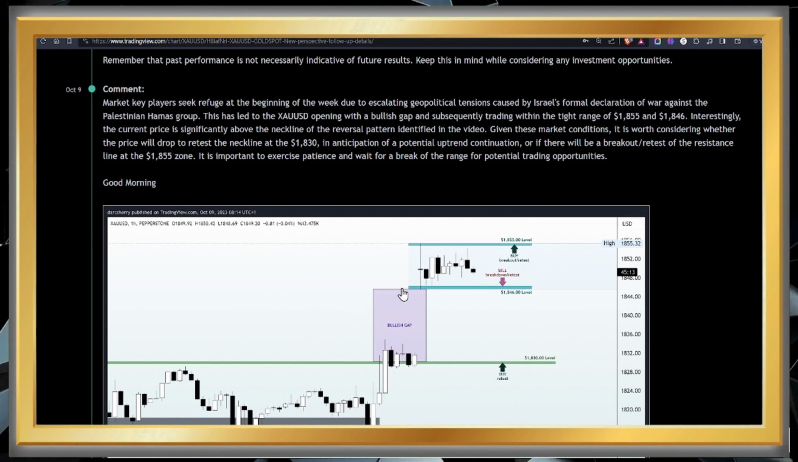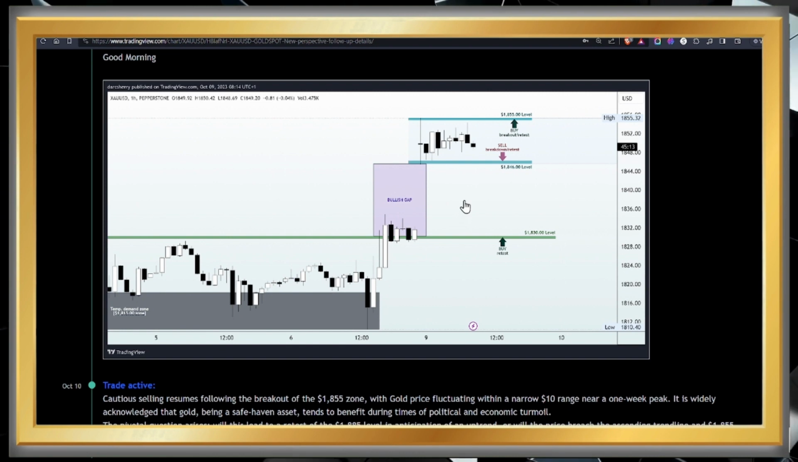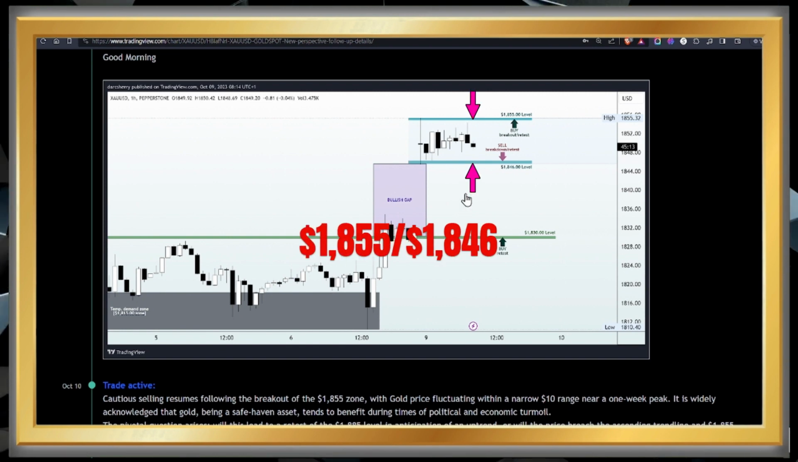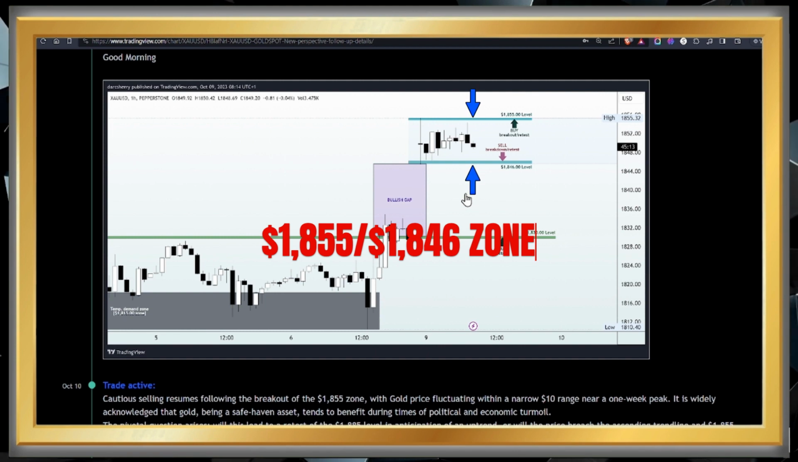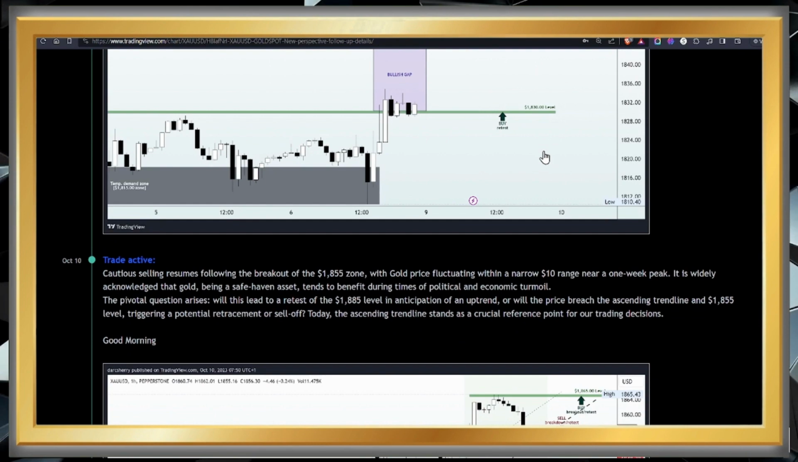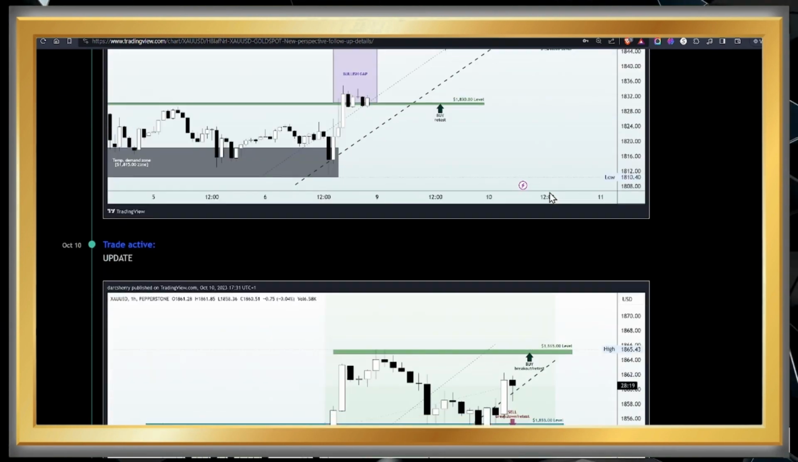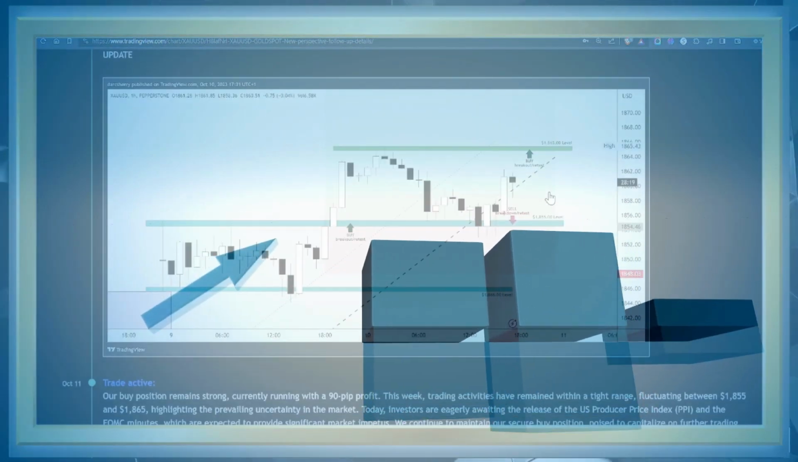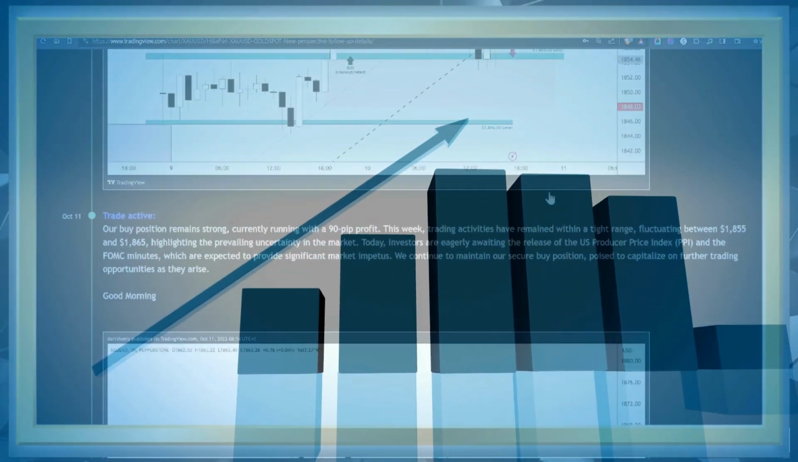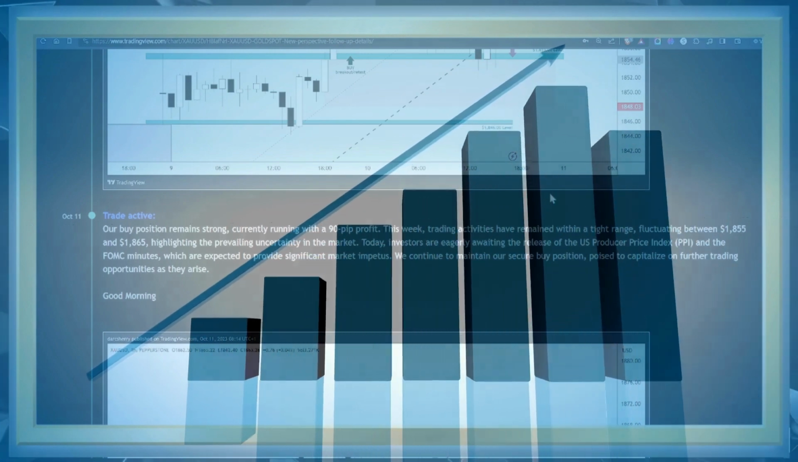Well, at the beginning of the previous week, we initially observed, as you will see here, price action confined within a specific range between the $1,885 and the $1,846 zone before the breakout of that resistance line triggered our first buy position for the week. And since then, with multiple entries, we have been buying gold as price advances to new highs above the 1,900 zone at the end of the week.